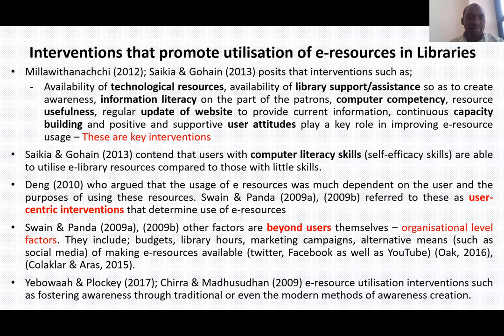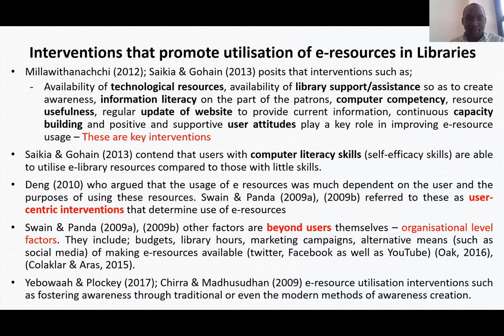So Swain and Panda, therefore, in 209 A and B, note other factors that are actually beyond users themselves. And in this case, we are saying that the interventions that need to work so as to promote the utilization of e-resources can be, on the one hand, user-based interventions, and on the other hand, they can also be organization-based.